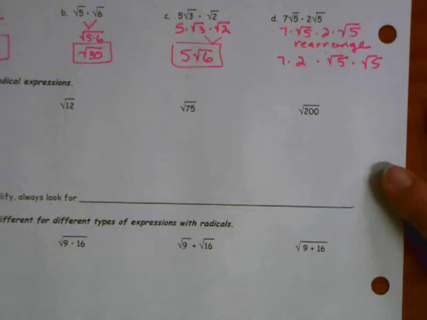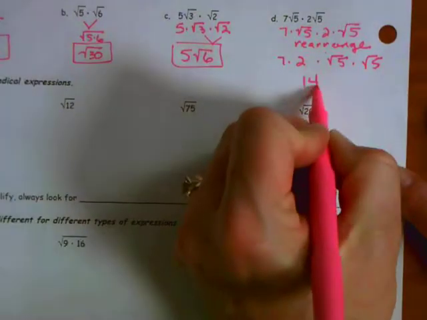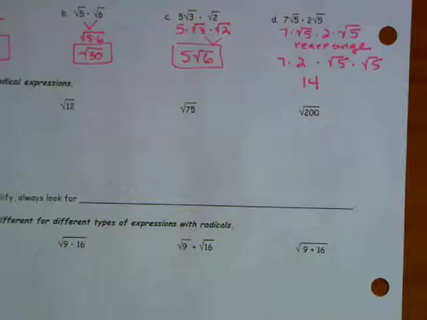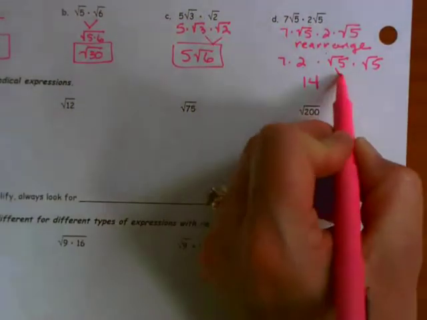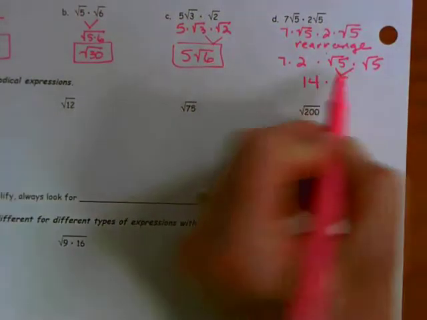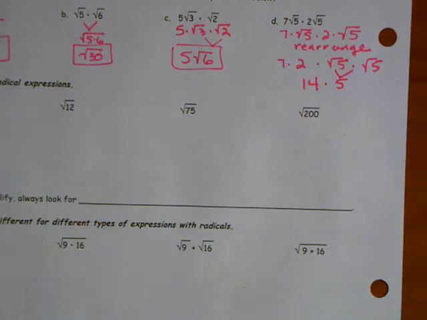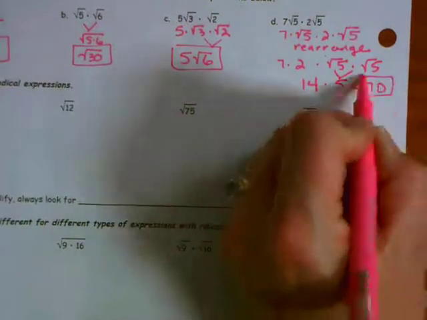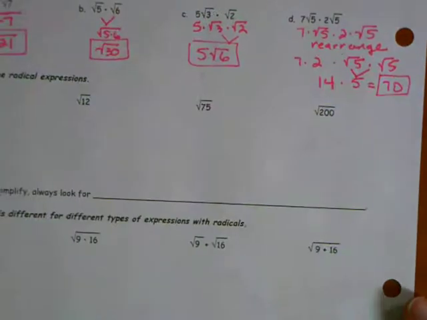What's 7 times 2? 14. What's the square root of 5 times the square root of 5? Just plain old what? 25. No, 5, right? These two are just 5. So then I do 14 times 5, and that's my final answer. Okay? And that would be 70. So there's different ways you've got to look at it sometimes.